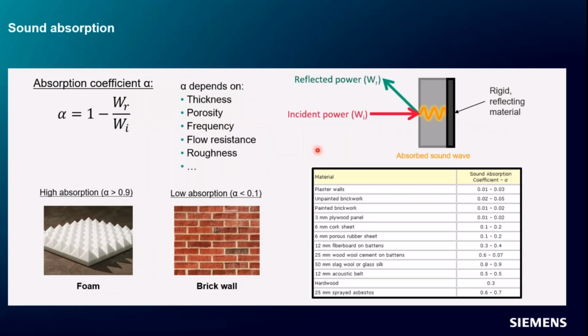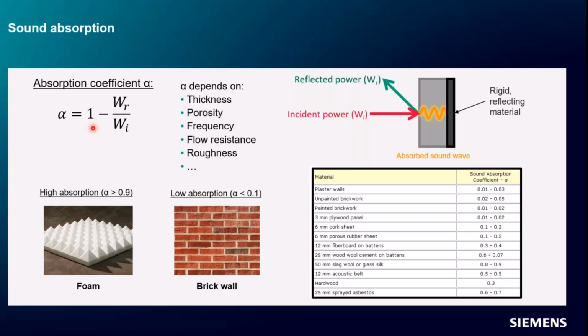So with absorption, what is it? We give it the coefficient alpha, typically, and it is the ratio of the power that is reflected to the incident power. So the amount that's reflected divided by how much was originally coming in, and then we subtract that ratio from 1. And so alpha is always 0 to 1. It's never greater than 1. And the closer it is to 1, the more of a perfect absorber it is for that frequency range.